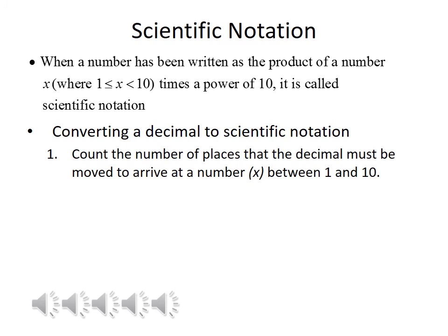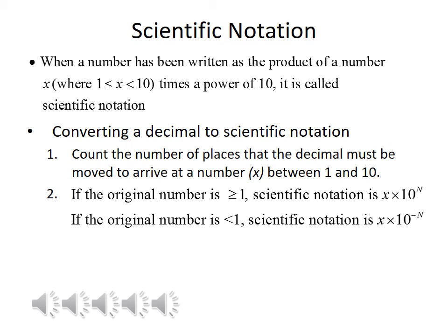The first thing that you're going to want to do is count the number of places that the decimal would have to be moved to arrive at a number x that is between 1 and 10. If your original number is bigger than or equal to 1, then your scientific notation would be written x, which was that number that you got in step 1, times 10 raised to the nth power, where n is the number of places that the decimal would have been moved. And if the original number is less than 1, the scientific notation would be x, again the number that you found in the first step, times 10 to the negative n, where n is the number of places the decimal would have to be moved.